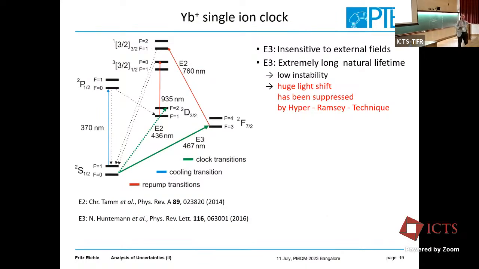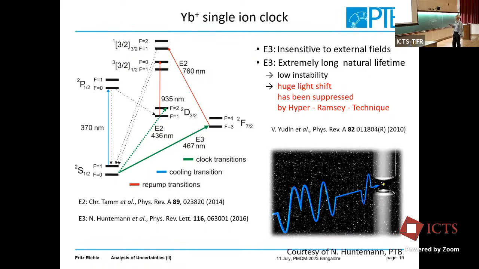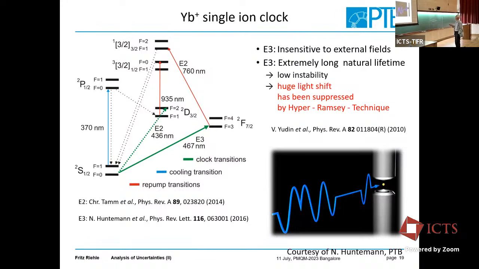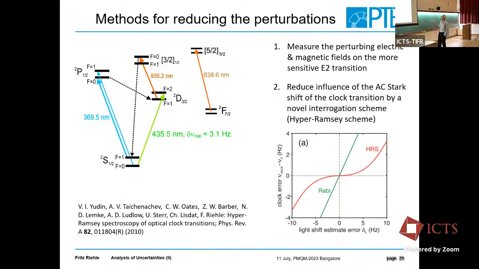Let's go to another example of an optical clock, the ytterbium single ion clock. I can go probably a little bit faster now. You interrogate an ion that is kept by electromagnetic fields in a so-called trap. It can be a Paul trap or a linear trap. The ytterbium ion has 2 optical transitions.